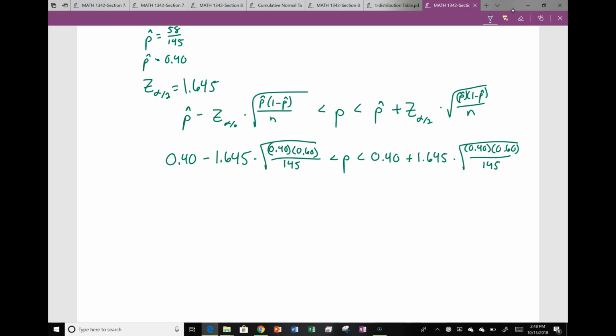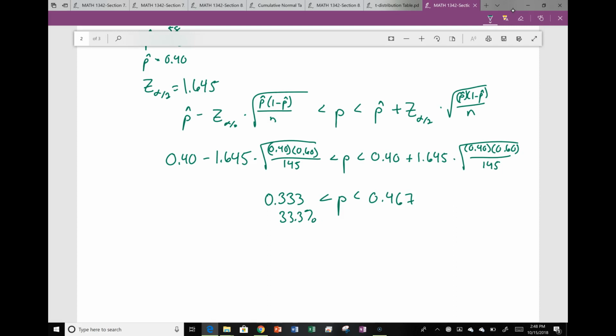So hopefully by this point we can put all of these into our calculator. We're going to round to 3 decimal places. I would calculate underneath the square root first, take its square root, multiply, round to 3 decimal places, and then take 0.40 minus that value. When we do, we should get 0.333 and 0.467.